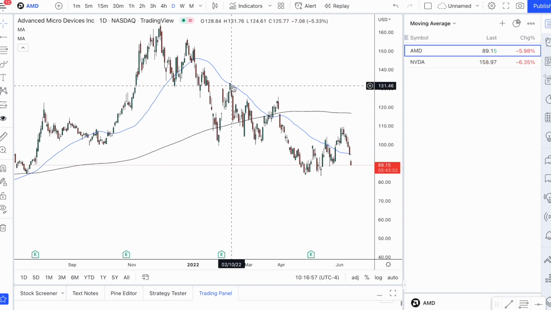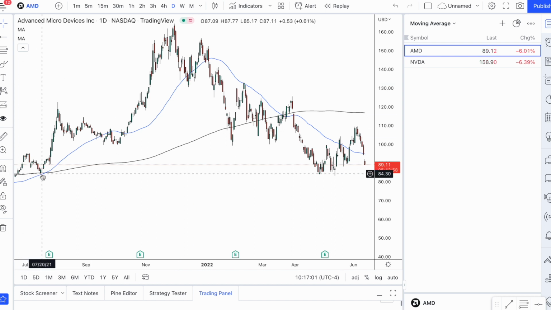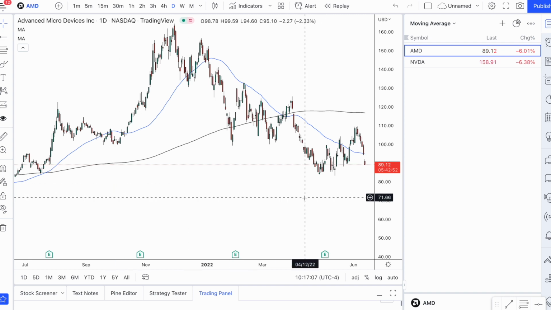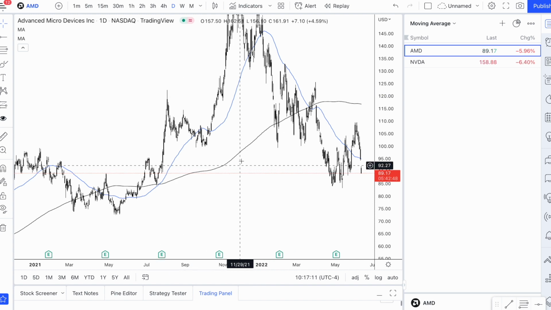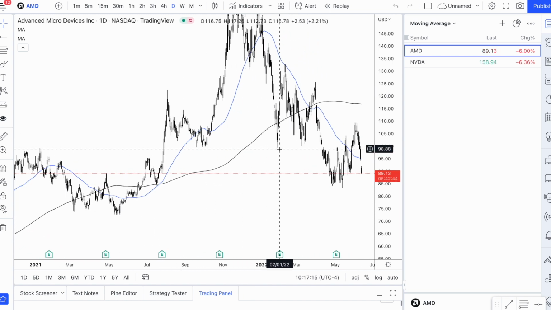Right here we got a perfect rejection off that 44, right here as well off the 200 and the 44. So a lot of different moving averages you can test. I would suggest picking ones that you think work for you, test them out on the chart, see what works, and these are just another tool that you can add into your trading strategy.